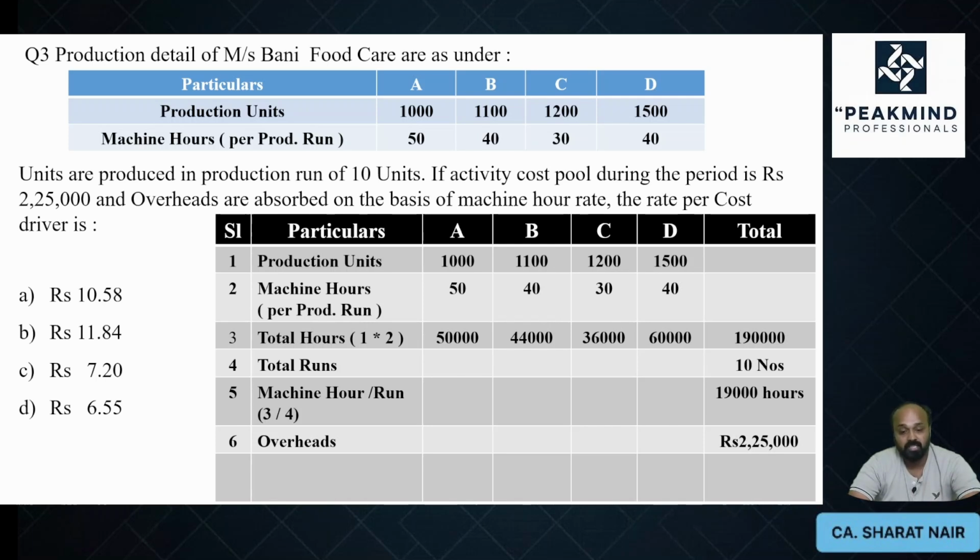So now, what is my absorption rate, that is machine hour rate, or rate per cost driver? I may say it is 2,25,000 divided by 19,000. So your answer is 11.84. The right option is option B.